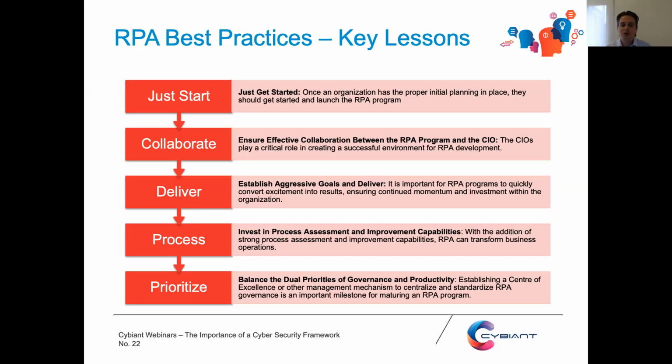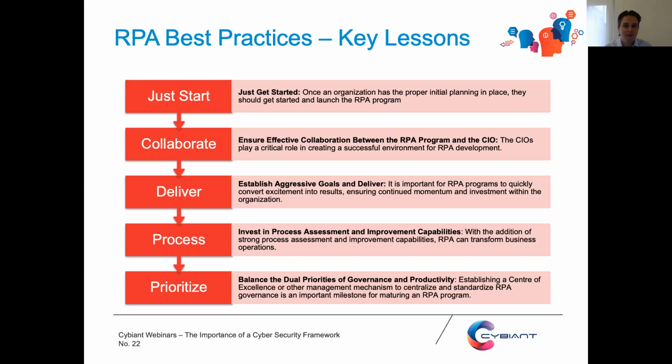After that, it's really important that you keep collaborating within the RPA program and the CIO. The CIO is really critical in creating an environment that is successful for RPA adoption. There's always a lot of fear when it comes to automation, and people are afraid that it's going to replace jobs or the work that they do. So you need to really make sure that you keep collaborating with the IT department and explain how RPA will be benefiting people instead of posing a threat.